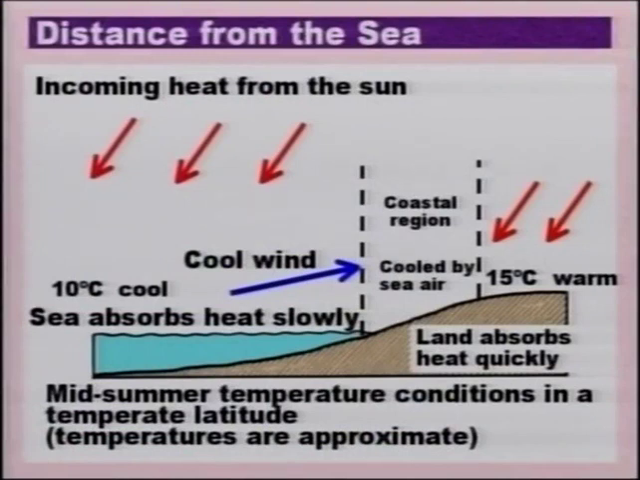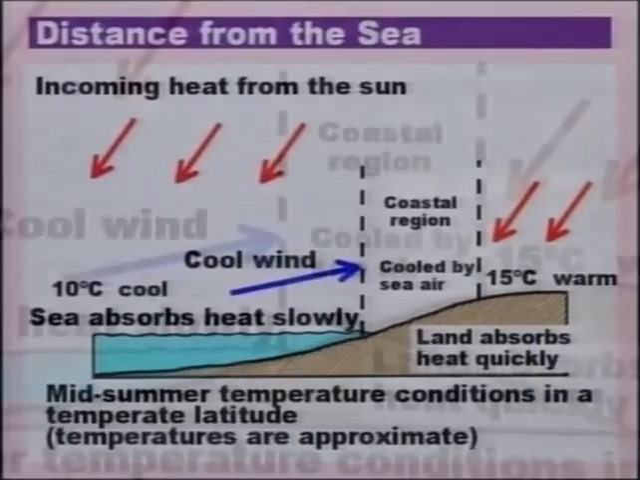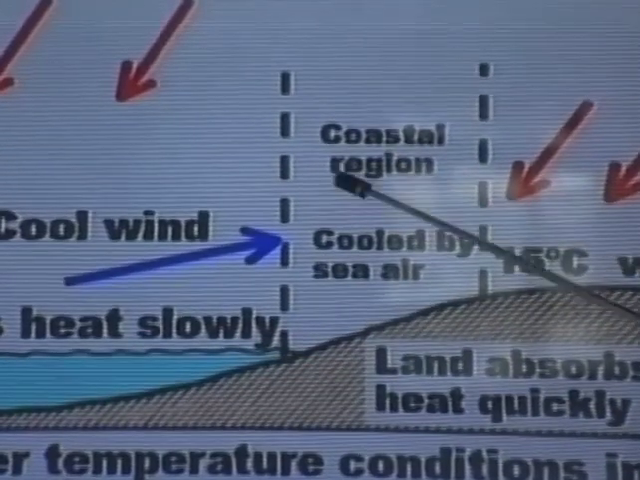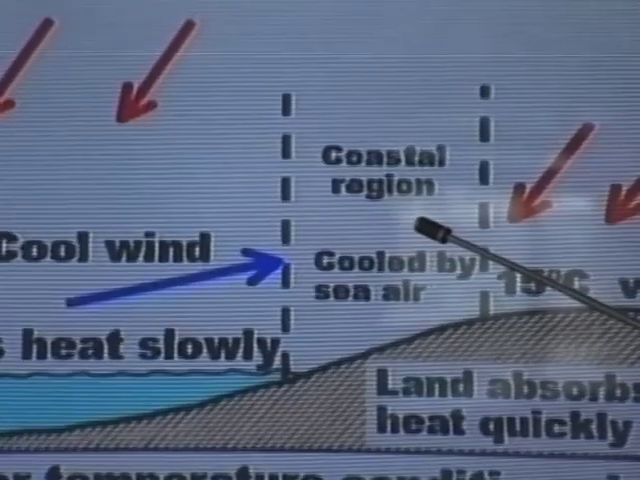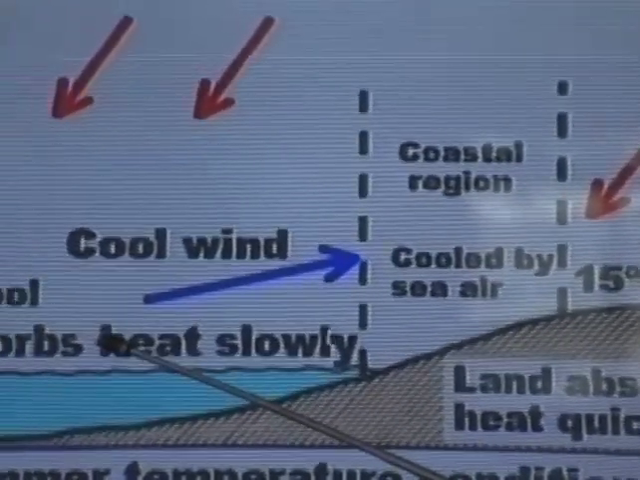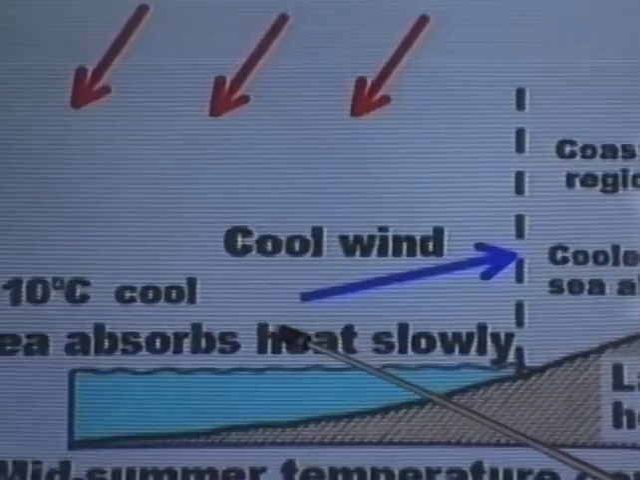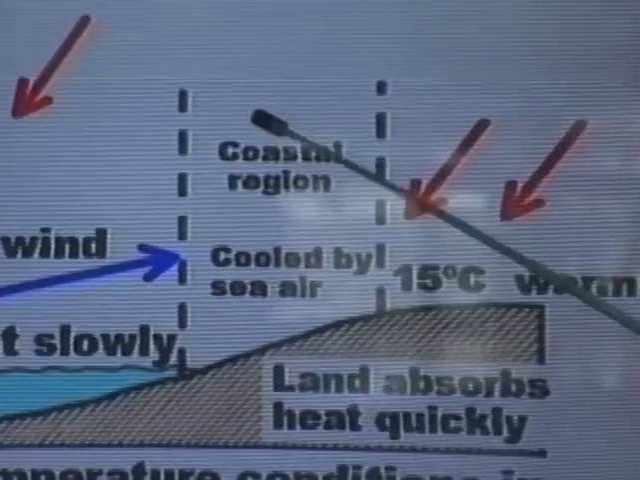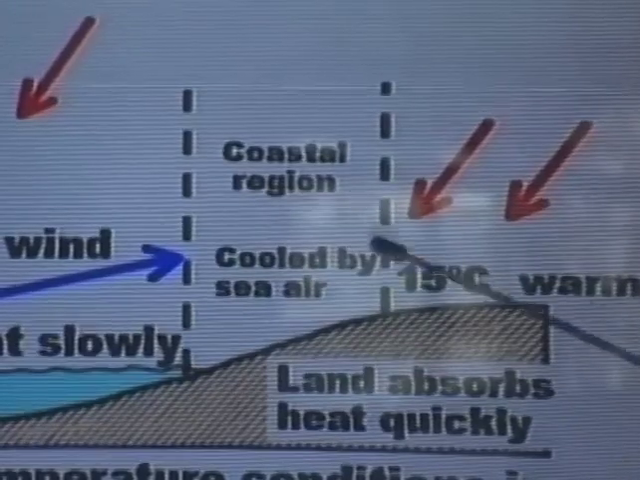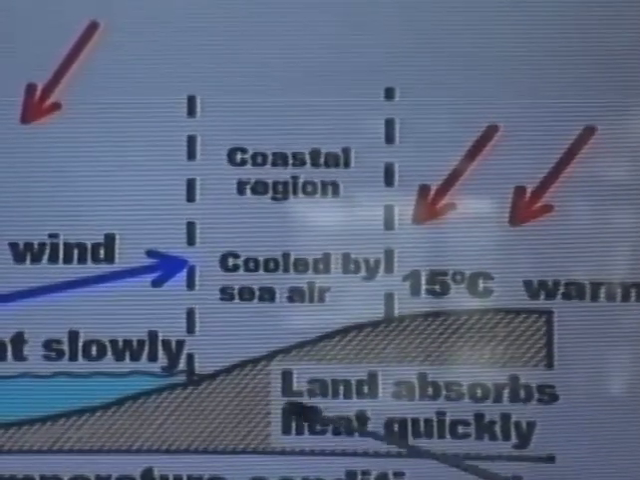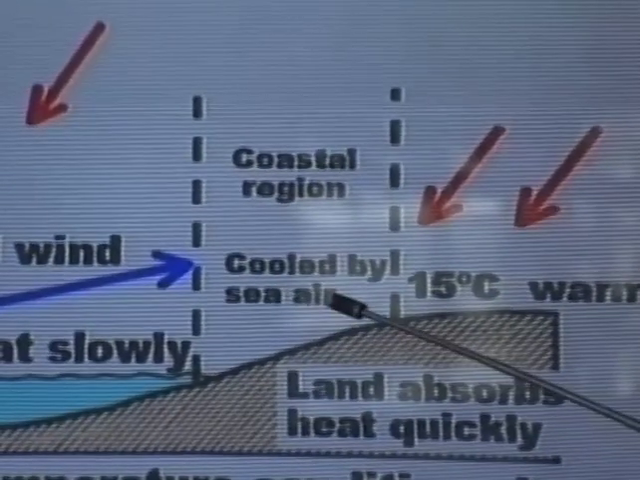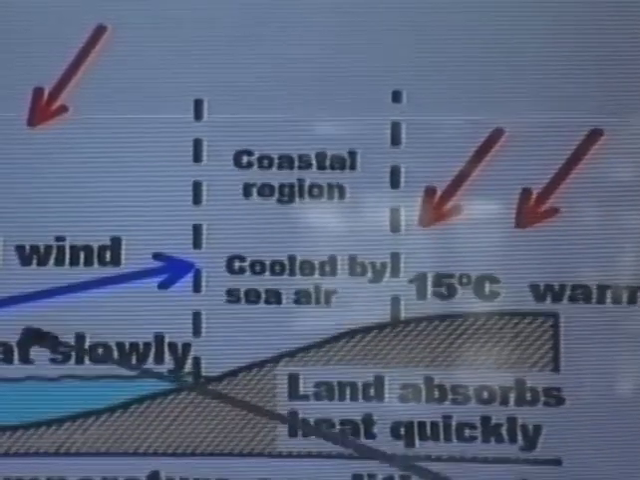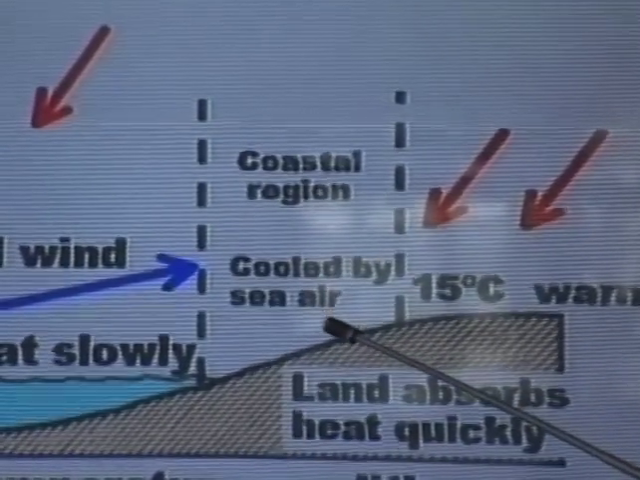This line here represents generally the coastal region. The coastal region, therefore, is going to be affected simply because of the cool air which is going to be blown during the summer months from the sea towards the land. So therefore, in this region here, as shown by the lines, the coastal region, the air around it is actually cooled by the cool sea air coming in.